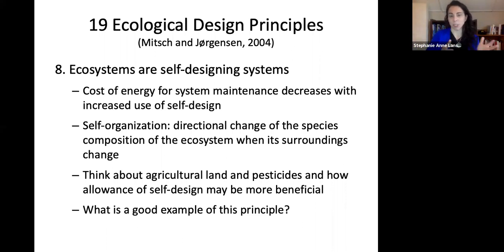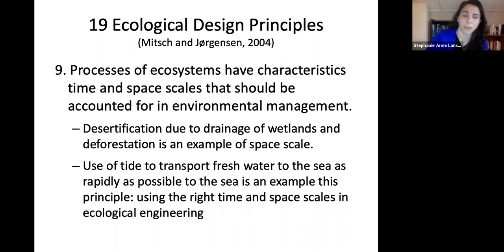Again, self-organization is the directional change of species compositions when its surroundings change. So it may be that if things around our ecosystem change, we have more nutrients coming in or less nutrients coming in because the landscape has changed, then our species composition will change. And so we need to think about agricultural land, pesticides, and how we can use self-design to treat these systems, and not always try to get it in one direction, knowing that if the inputs change, the species are going to change.